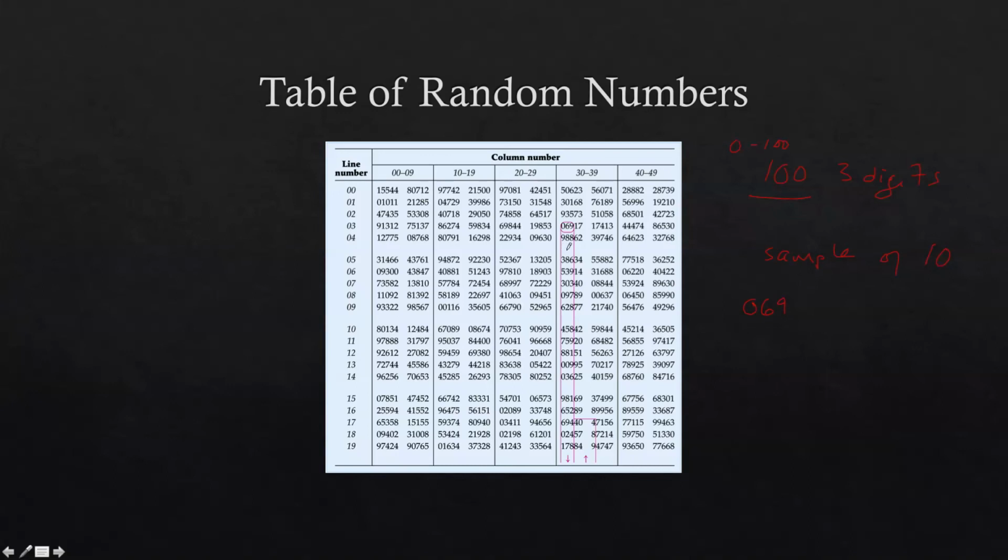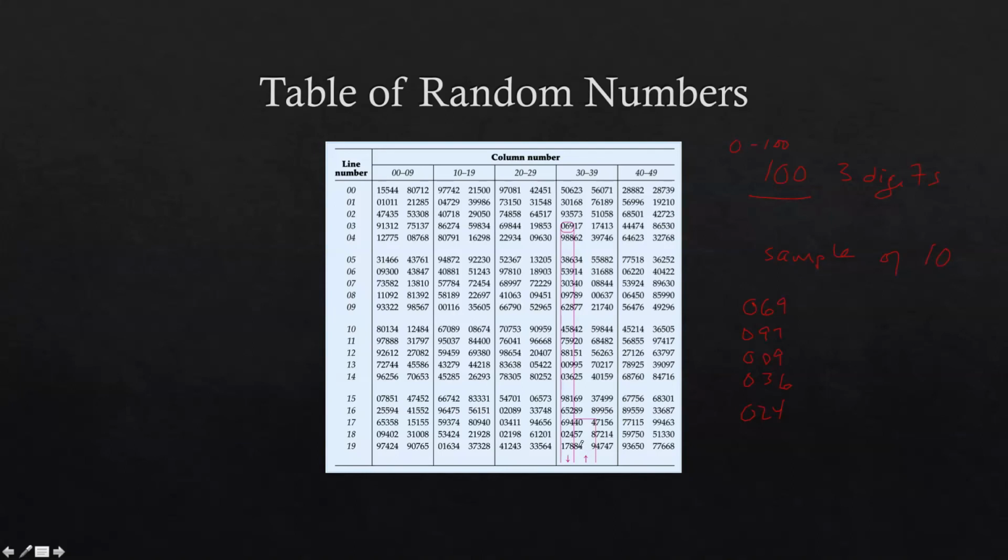988, that's out of our range. 97, 097. 628, 9, 036, so that's 36. Keep on going, 024. All these other numbers are outside our range of 100.